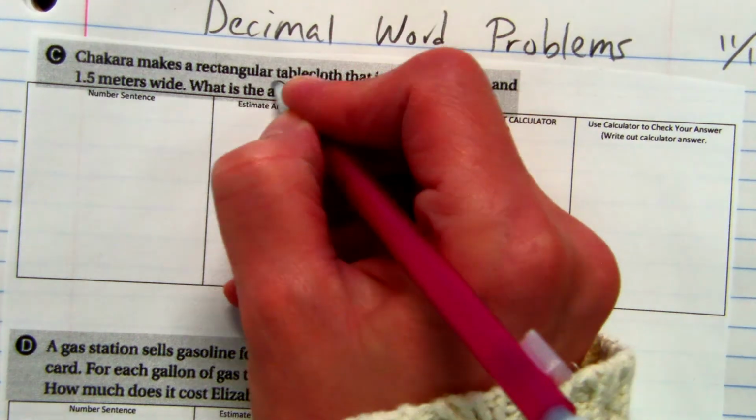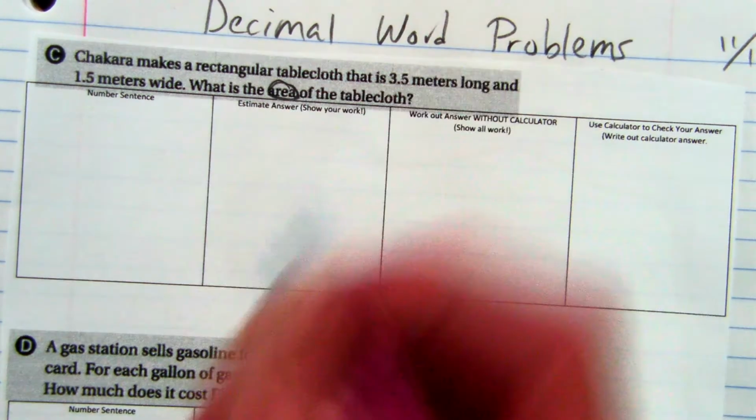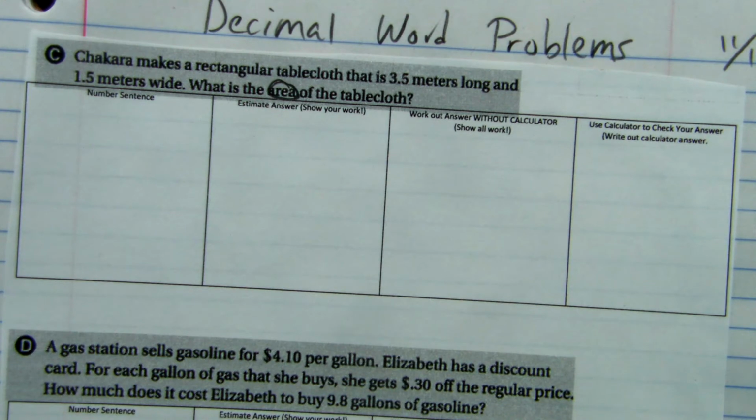So I'm going to circle the word area. So you have to know how to find the area of a rectangle when you come into middle school. They just assume that you know that. So how do I find area of a rectangle? Raise your hand if you know.